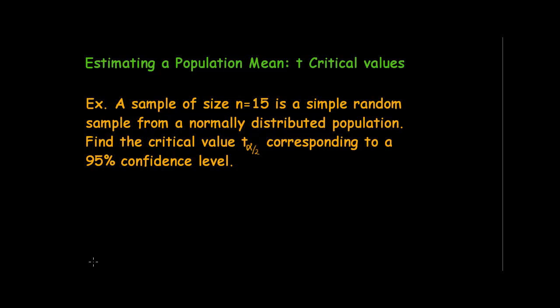Okay, so let's see what we know so far. We know that our sample size is 15. So that tells us then that the degrees of freedom that we will need is n minus 1, or 15 minus 1, or 14. Okay, we know that our confidence level is 95%. So that means that alpha must be 5%, or 0.05.